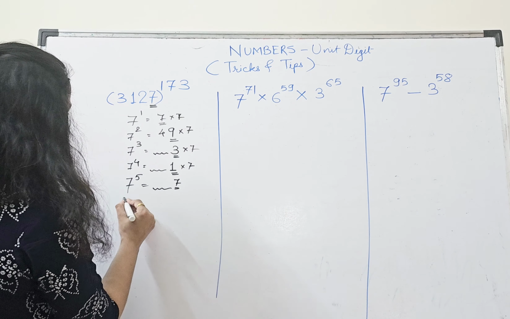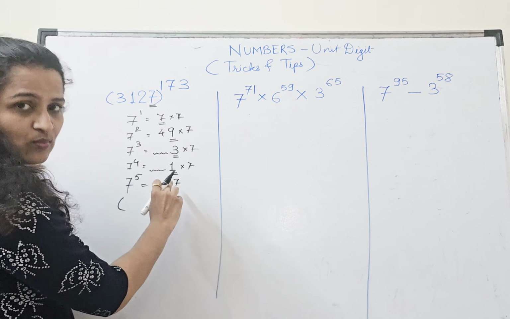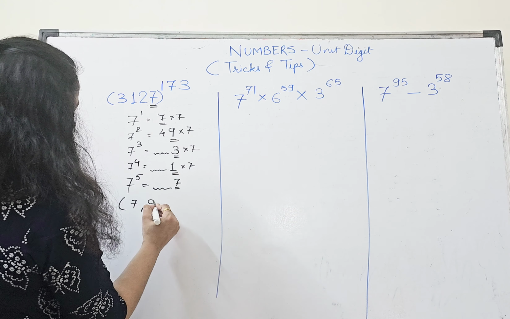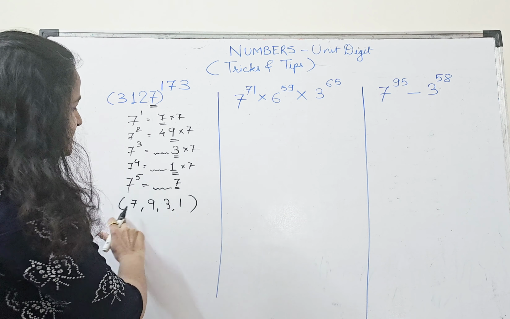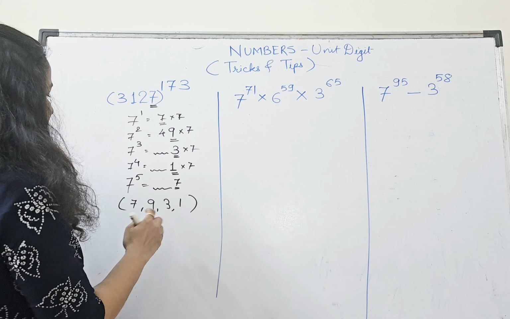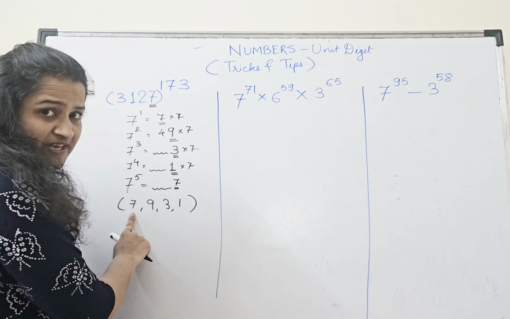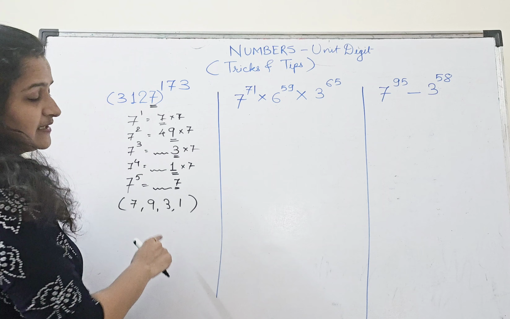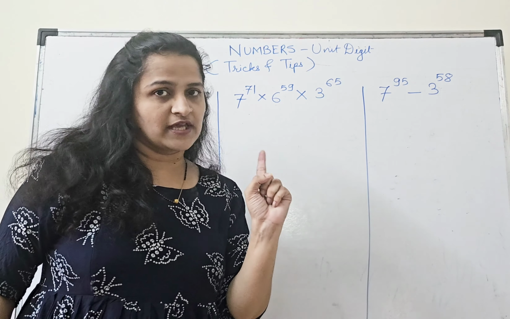So what's the pattern you are getting here? 7, 9, 3, 1. Correct? 7, 9, 3, 1. This is the pattern you are getting. Again, if you take 7 raised to 5, it is going to be 7. 7 raised to 6, it is going to be 9. These are the unit digits we are talking about.